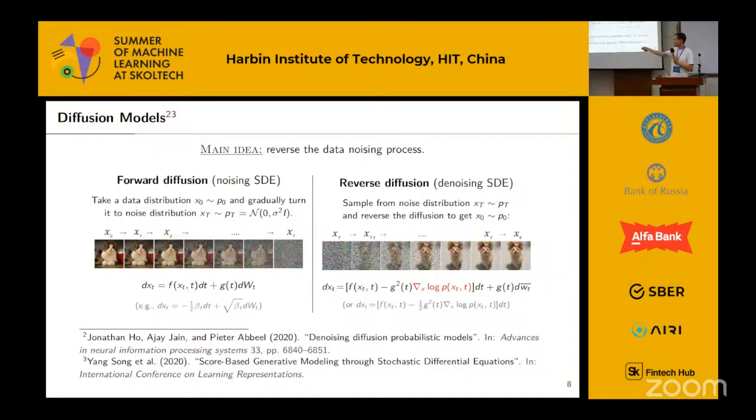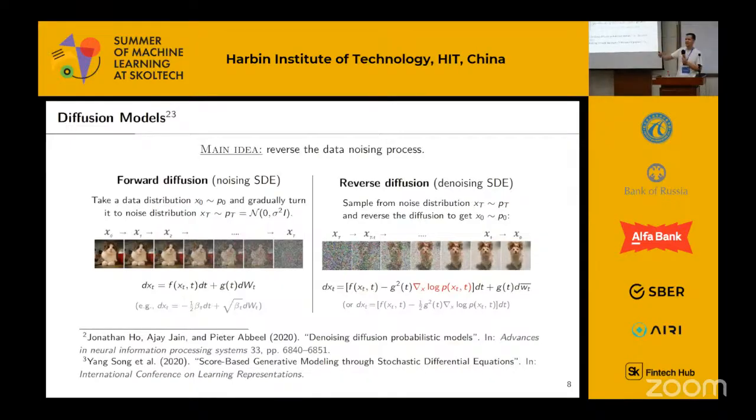So basically this is the so-called forward diffusion, which maps the data distribution to the normal distribution. And the main idea of diffusion models is to reverse this process of destruction of the information about the data, the process of noising, and to reconstruct the backward diffusion process. Why is it important to reconstruct the backward diffusion process? Because essentially the backward diffusion process is the process which allows data generation.